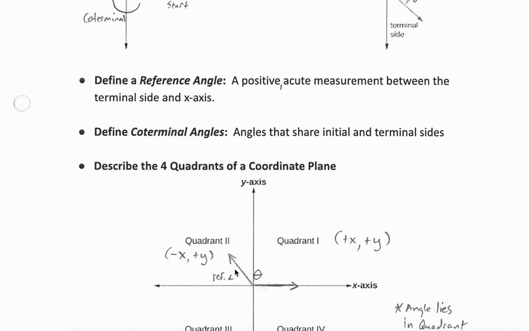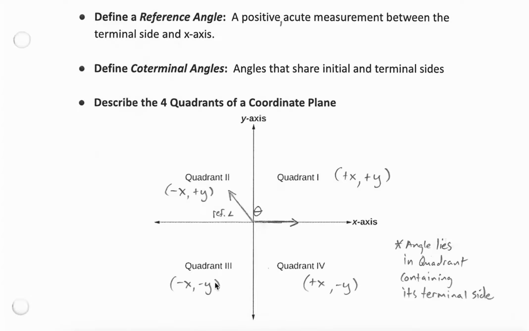So the reference angle is going to be the angle between the x-axis and the terminal side of the given angle. So here's my angle opening that I drew or measured. On the other side, this acute angle between the terminal side and the x-axis is going to be called the reference angle. And the reference angle is going to be pretty important later on when we evaluate trig functions. So for now, we just want to practice making sure we know what it is.